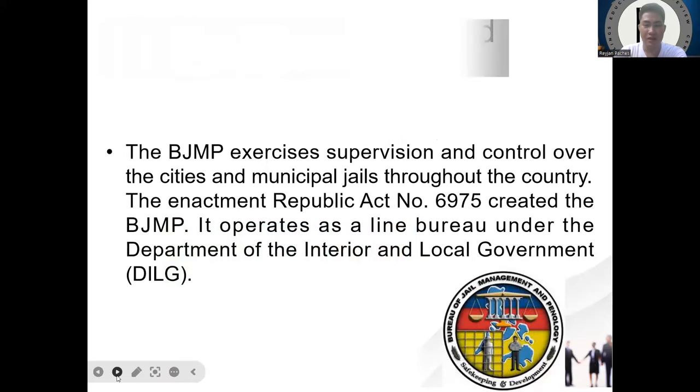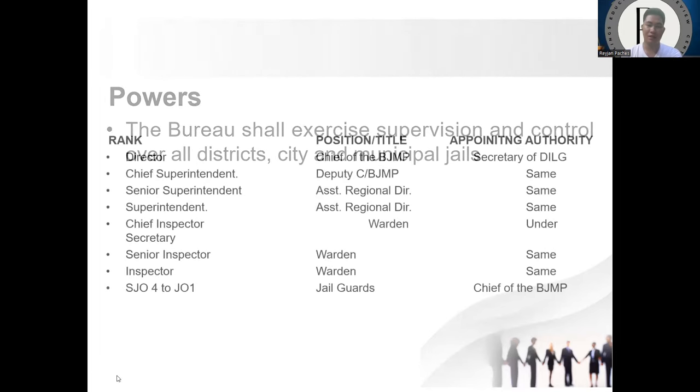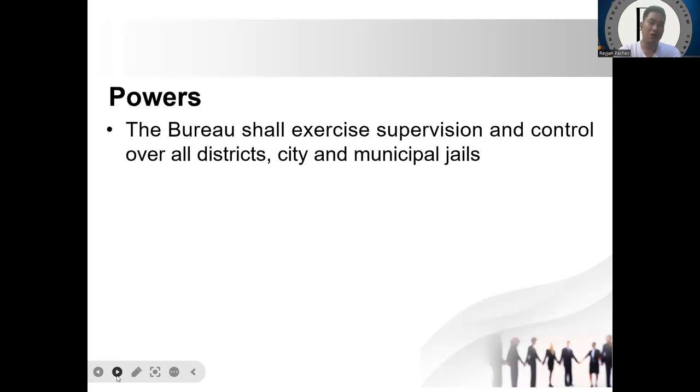Okay, so we have the Bureau of Jail Management and Penology. So take note, ang BJMP exercises supervision and control over cities, municipalities, and of course, yung mga district jails throughout the country. Na-explain ko na kanina, di ba? So madali niyo na lang makuha kasi nga may summary kanina. Then ngayon, nandito na tayo sa detailed discussion. Of course, ang BJMP, nakasali yan sa tri-bureau natin. So that's why ang enactment ng Bureau of Jail Management and Penology is under Republic Act 6975. And of course, it operates as a line bureau under the Department of the Interior and Local Government. Line bureau siya. So yan yung BJMP. Of course, yung powers nila: the bureau shall exercise supervision and control over district, city, and municipal jails.